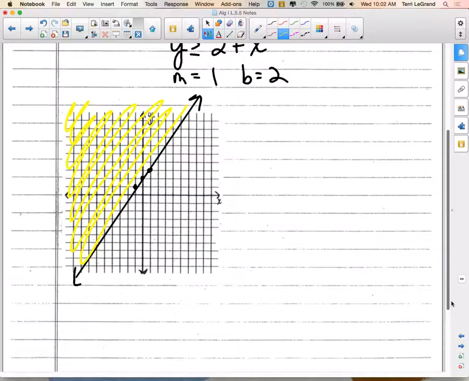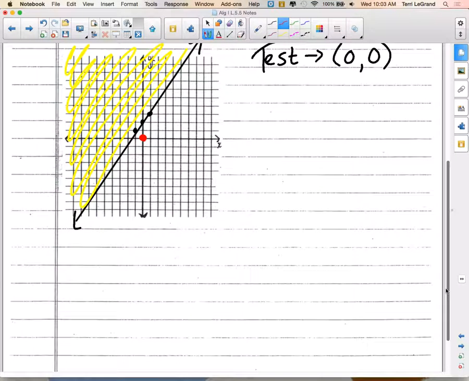So I want us to put that we're going to test 0, 0. That right now is not on our boundary line. First of all, we can't test 0, 0 if it's on the boundary line. You cannot test 0, 0 if it's on the boundary line. And sometimes it will be. But if it's not, it's a really friendly point to test with. Should this test true or false? False, because it's in the unshaded region.